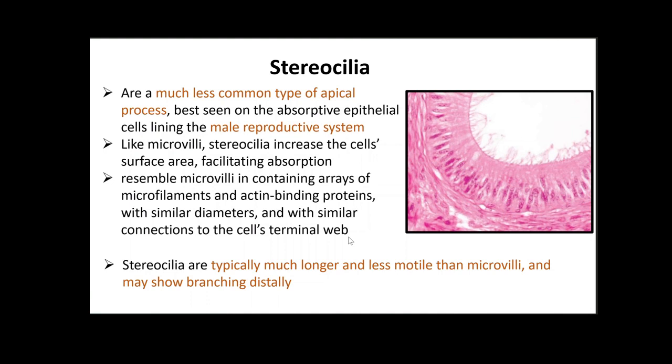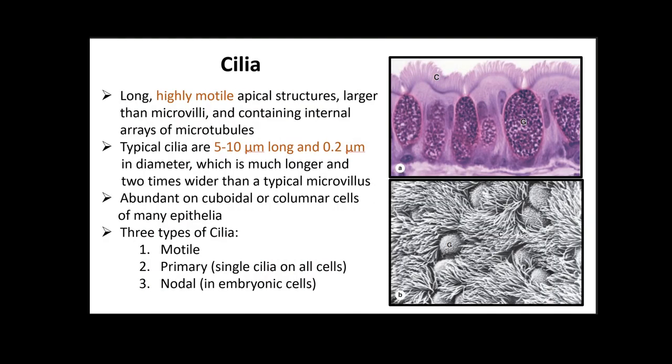They're bigger than the microvilli. They're not as dense. Yeah, the microvilli, we talked about that. The stereocilia are typically much longer and less motile than the microvilli. The last structure is the cilia. This you will see well with Dr. Shen. Highly motile apical structure, also larger and longer than the microvilli.